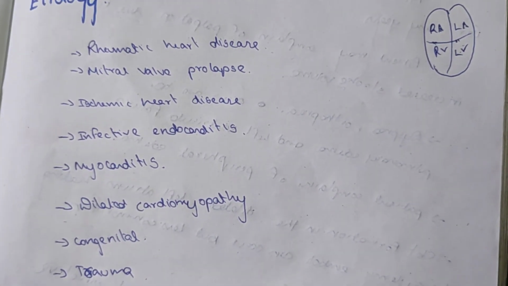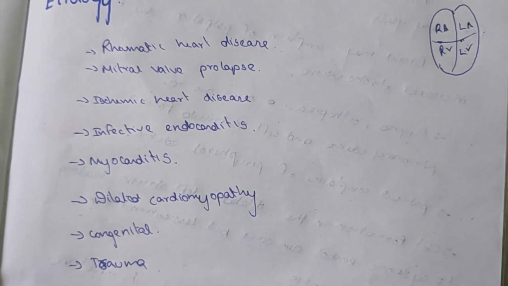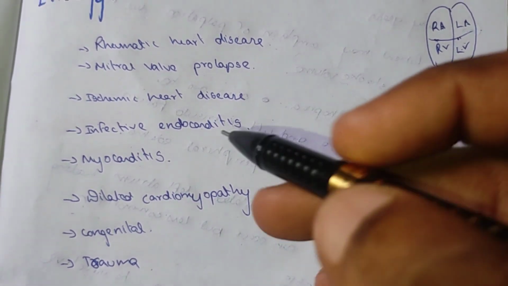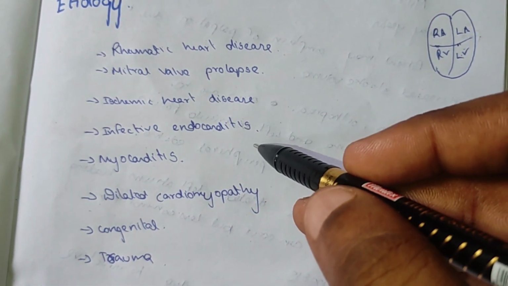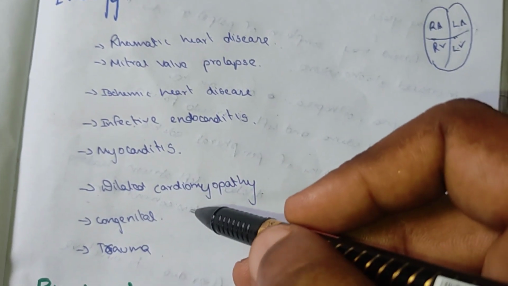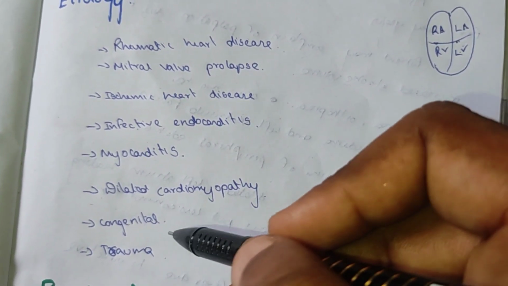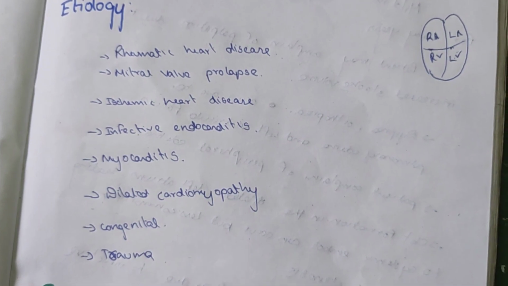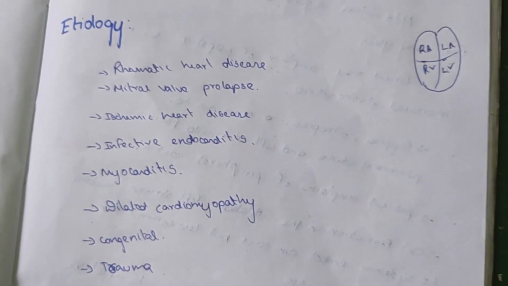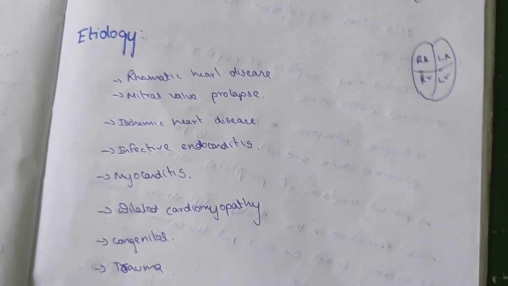Etiology. What are the causes for mitral regurgitation? They are rheumatic heart fever, mitral valve prolapse, ischemic heart disease, infective endocarditis, myocarditis, dilated cardiomyopathy, congenital and trauma. These are the causes which cause mitral regurgitation.